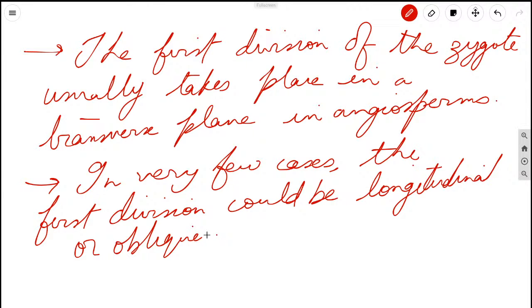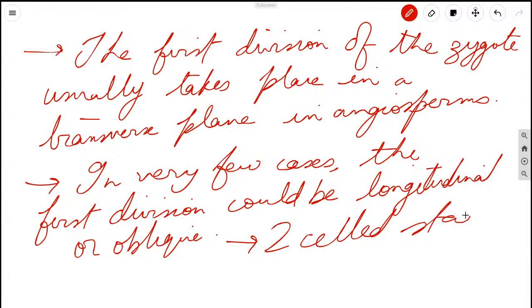So from this two-celled stage, because the first division has occurred, what you reach is a two-celled stage. Very, very important. The first division I'm talking about is mitotic division. Meiosis won't be happening. Just like you have cleavage, then morula, blastula formation in eukaryotes, same way you will be having the first division of the zygote. The zygote division is mitotic. It is never meiosis. It will be an equational division, not the reductional division.